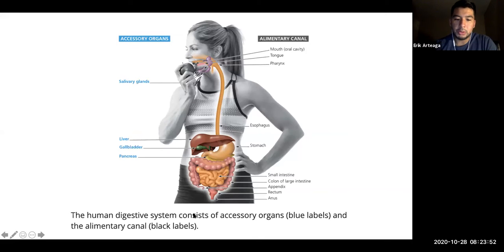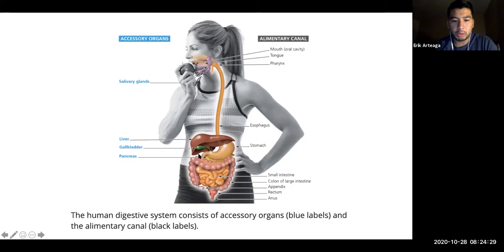All right. So the human digestive system consists of accessory organs in the blue labels and the alimentary canal in black labels. So here is the open surface, right? The mouth, tongue, pharynx, esophagus, stomach, small intestine, colon or large intestine, appendix, rectum, anus. These are all going to be the single exposed tube that passes through your body. And you can see that there's a lot of internal tube structures on the inside of the body. But one thing to note is that you should think of this as one continuous exposed surface to the outside world, right?